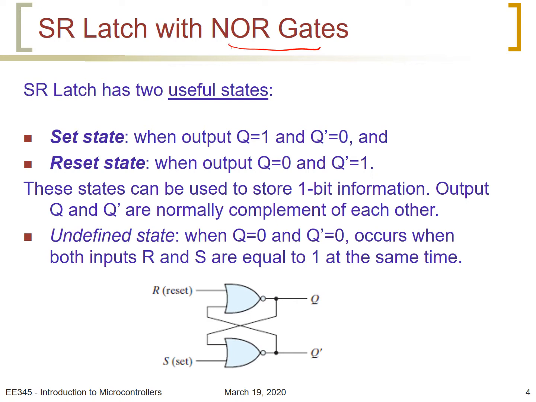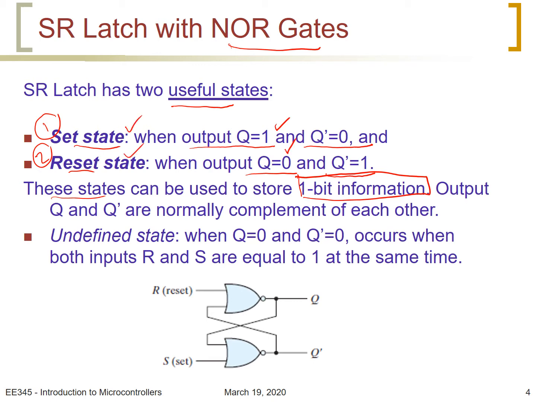And this type of latch has two useful states. Why do we say useful? Because there are some states that are not useful and we want to avoid them. The two useful states, the first state is called set state, and set state is the state when the output Q is equal to 1 and the Q prime is equal to 0. And the second one is the reset state, which is when the output Q is equal to 0 and the Q prime is equal to 1. And these are the two states that are used to store the 1-bit information in the latch. So we store 1 or 0 by making the latch set or reset respectively.